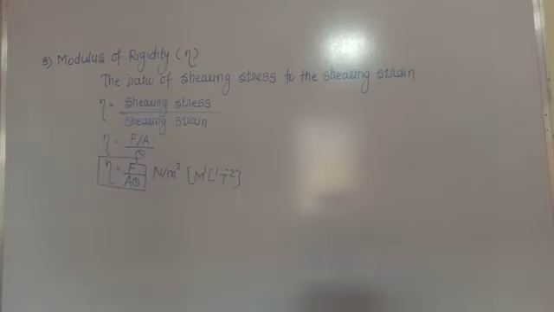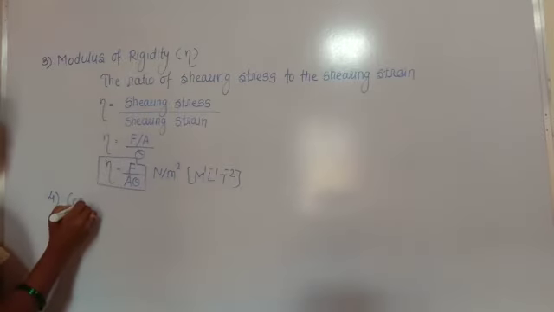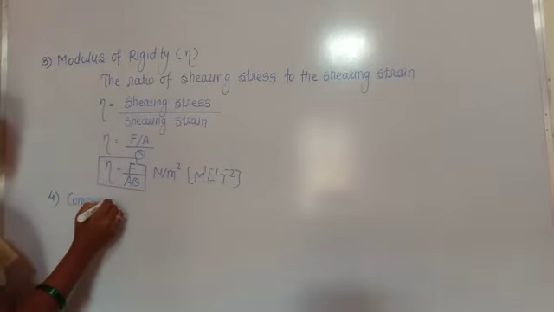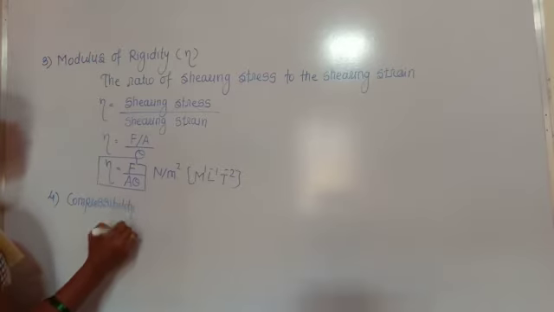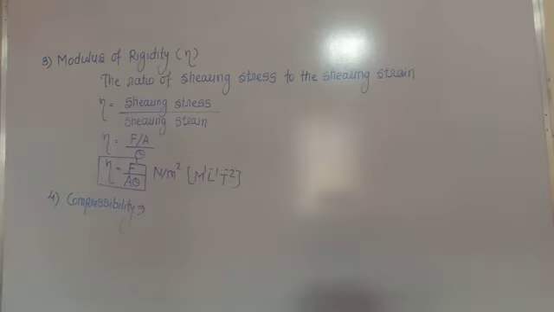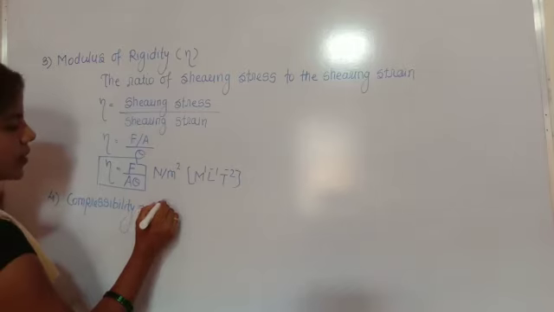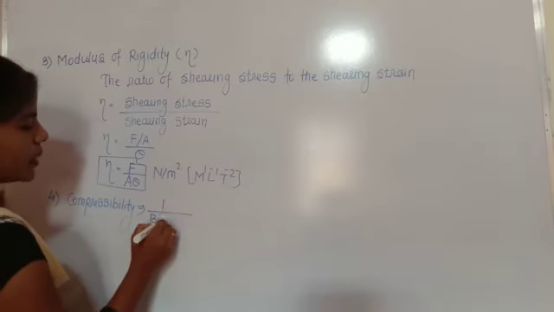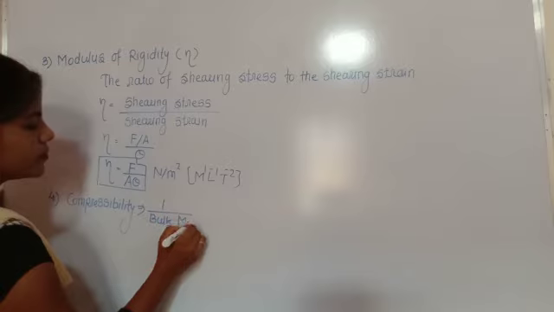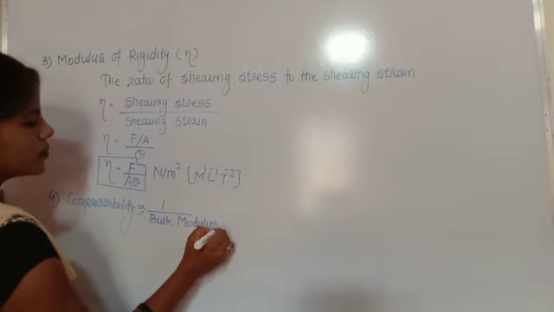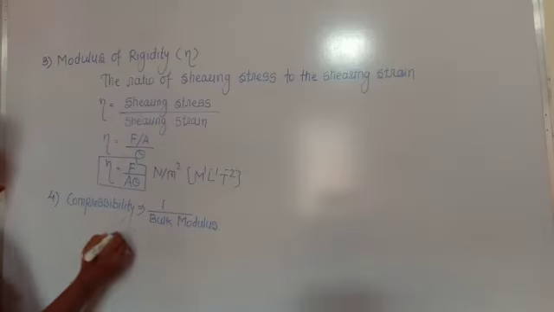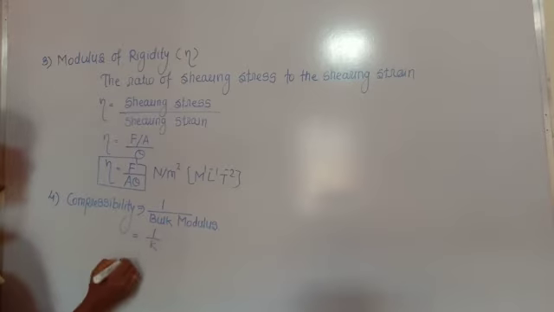So next one is the fourth one, compressibility. Compressibility is the reciprocal of bulk modulus. That means compressibility is equal to 1 by K.